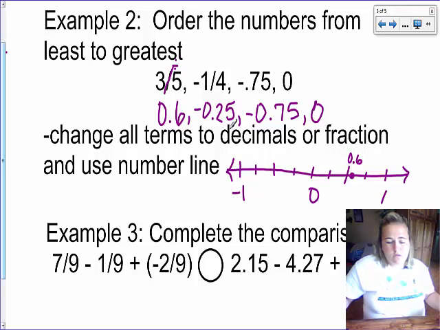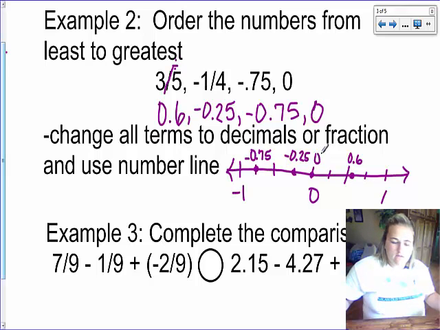Negative 0.25, or negative 25 hundredths. That means we have to go in the negative direction from 0, and we know that that's 1/4, so negative 1/4, which is going to be right here. So we have negative 0.25. Then we have negative 75 hundredths. So we know that it has to go in the negative direction, and 75 hundredths, I hope you know, is about 3/4. So it's going to be here. So we have negative 0.75. And our last point to plot is 0.